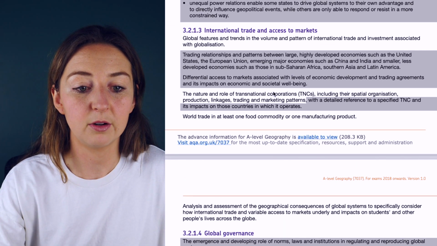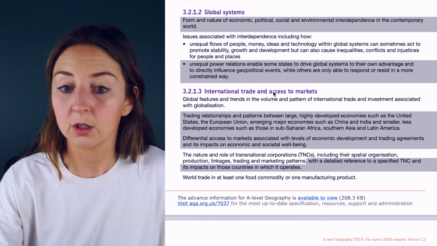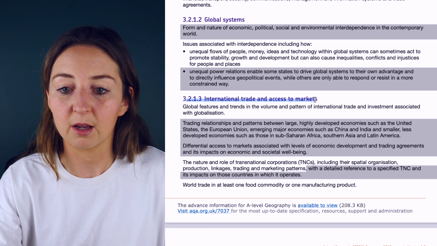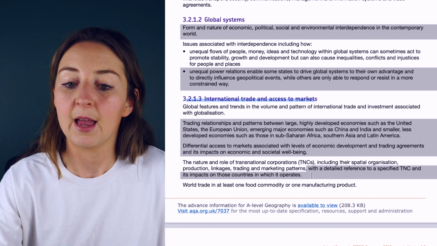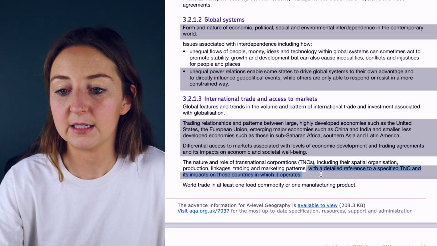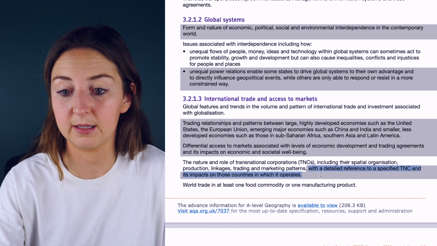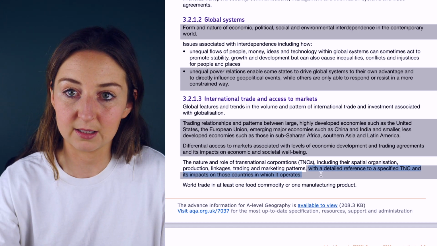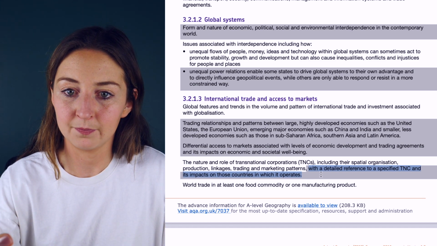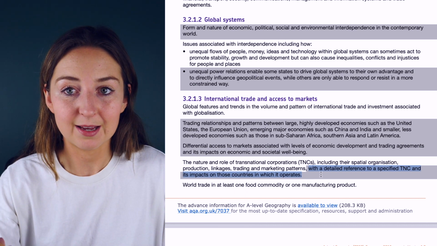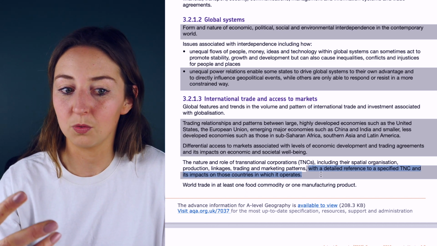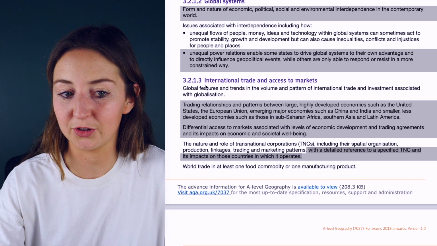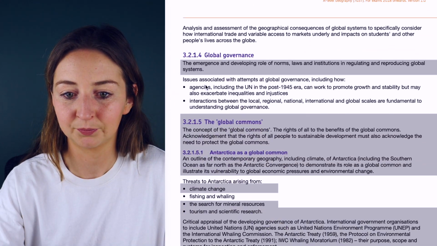So check that one out. And then a few things otherwise for global systems and global governance is check out this section here, as there's some bits which are on it and not on it. And the one thing which is not on the list is a detailed reference to a specified TNC. So I think it's unlikely that your 20 mark is going to be on TNCs or on obviously Antarctica. So it is maybe to be with injustices or global governance or something like that. But do definitely have a look as you go through and carefully rag it.